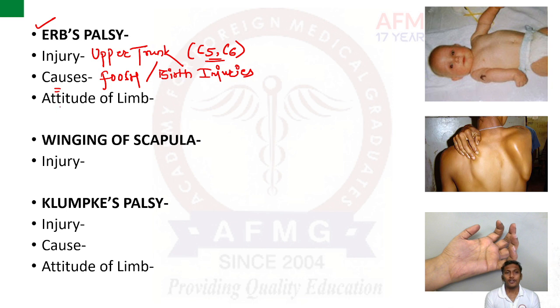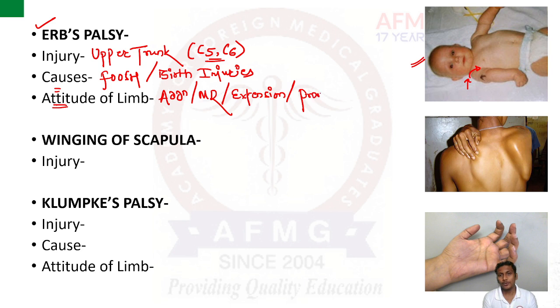Now, talking about the attitude of limb. Whenever a patient presents with Erb's palsy, the attitude of limb is very important. At the shoulder joint there is adduction and medial rotation. At the level of the elbow joint there is extension. At the level of forearm there is pronation. And lastly, at the level of the wrist there is flexion, a flexed wrist.